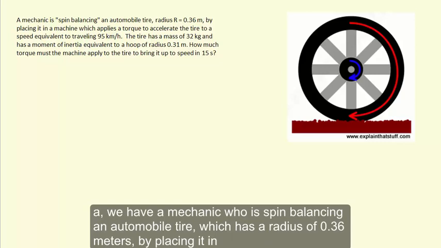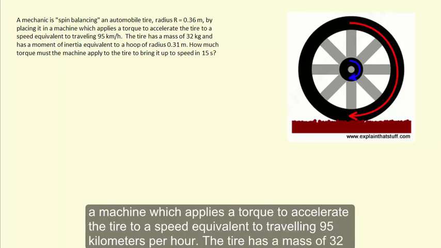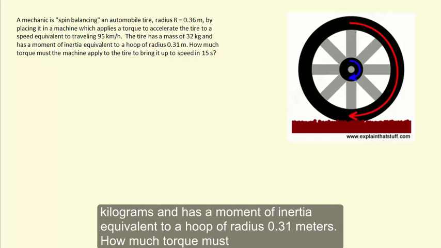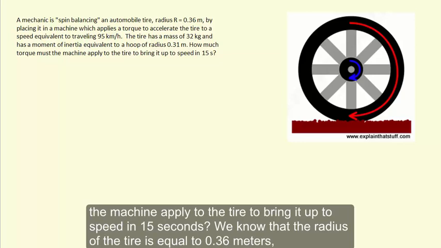In our first example, we have a mechanic who is spin balancing an automobile tire, which has a radius of 0.36 meters. By placing it in a machine which applies a torque to accelerate the tire to a speed equivalent to traveling 95 kilometers per hour, the tire has a mass of 32 kilograms and has a moment of inertia equivalent to a hoop of radius 0.31 meters. How much torque must the machine apply to the tire to bring it up to speed in 15 seconds?